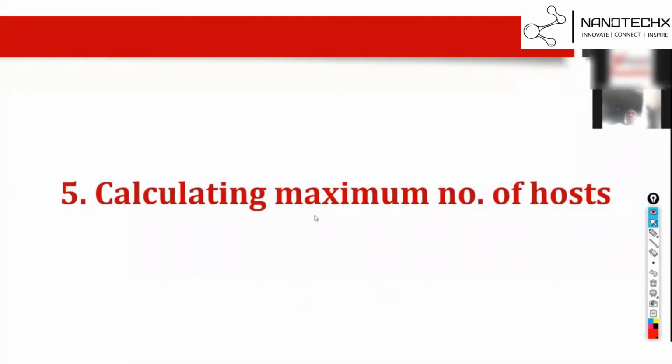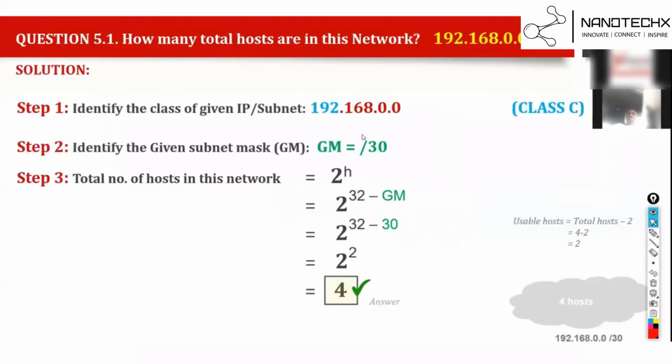Then we also came to know how to calculate the maximum number of hosts. We just have to write 3 steps. Step number 1, we have to identify the class. Step 2, we have to identify the given mask, which is already there in the question, on the top you can see. And then calculate the total number of hosts: 2 raised to power h, where h is always equal to 32 minus the given mask. The given mask is 30, so we copy 30 from there. 32 minus 30 is 2, and 2 raised to power 2 is 4, which is the answer.